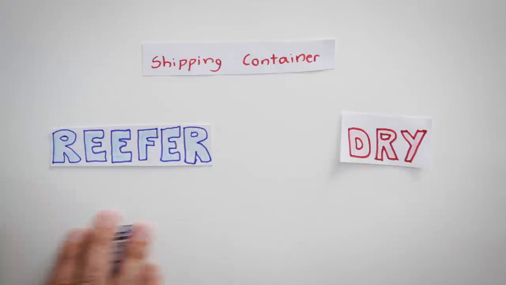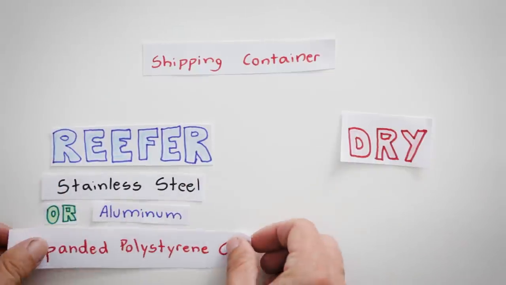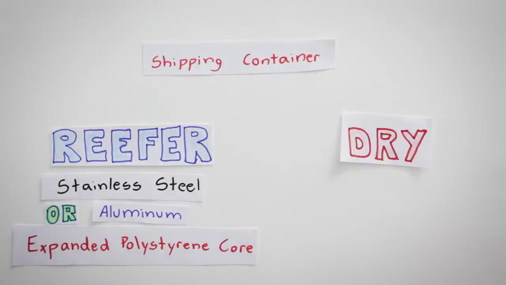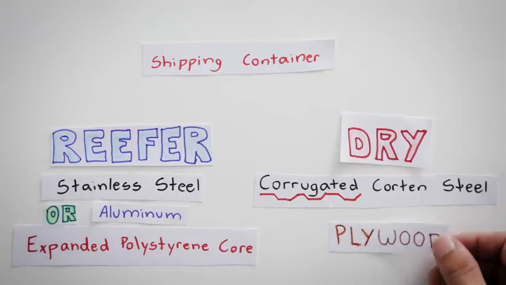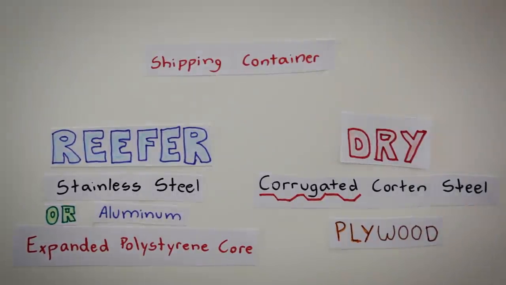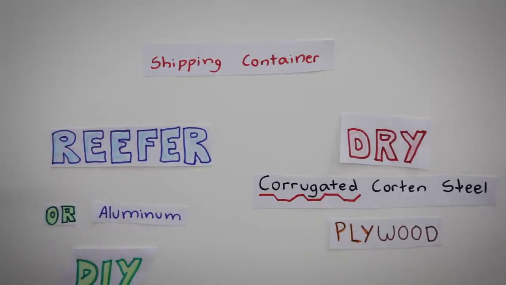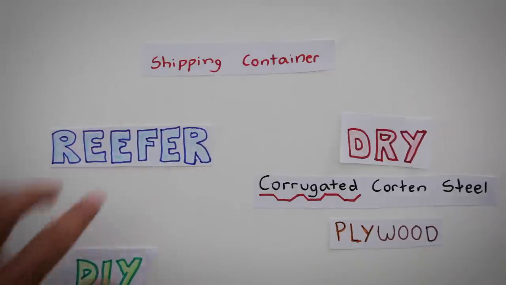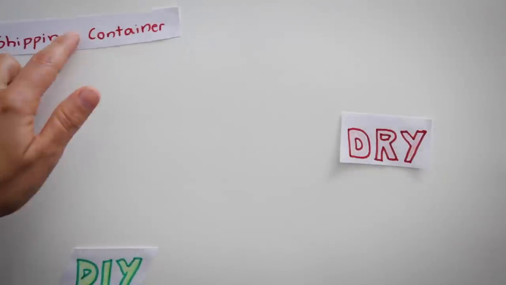Well, it's actually not that simple. In order to have a controlled temperature, the reefer containers have a completely different construction. They are made out of stainless steel or aluminum, with an expanded polyurethane core as insulation. The dry containers are made out of corrugated steel with a plywood floor. As we wanted to build the interior insulation ourselves, and as steel is a lot easier to work with compared to stainless steel or aluminum, we decided to go with the dry container. So, let's focus on this kind of container.